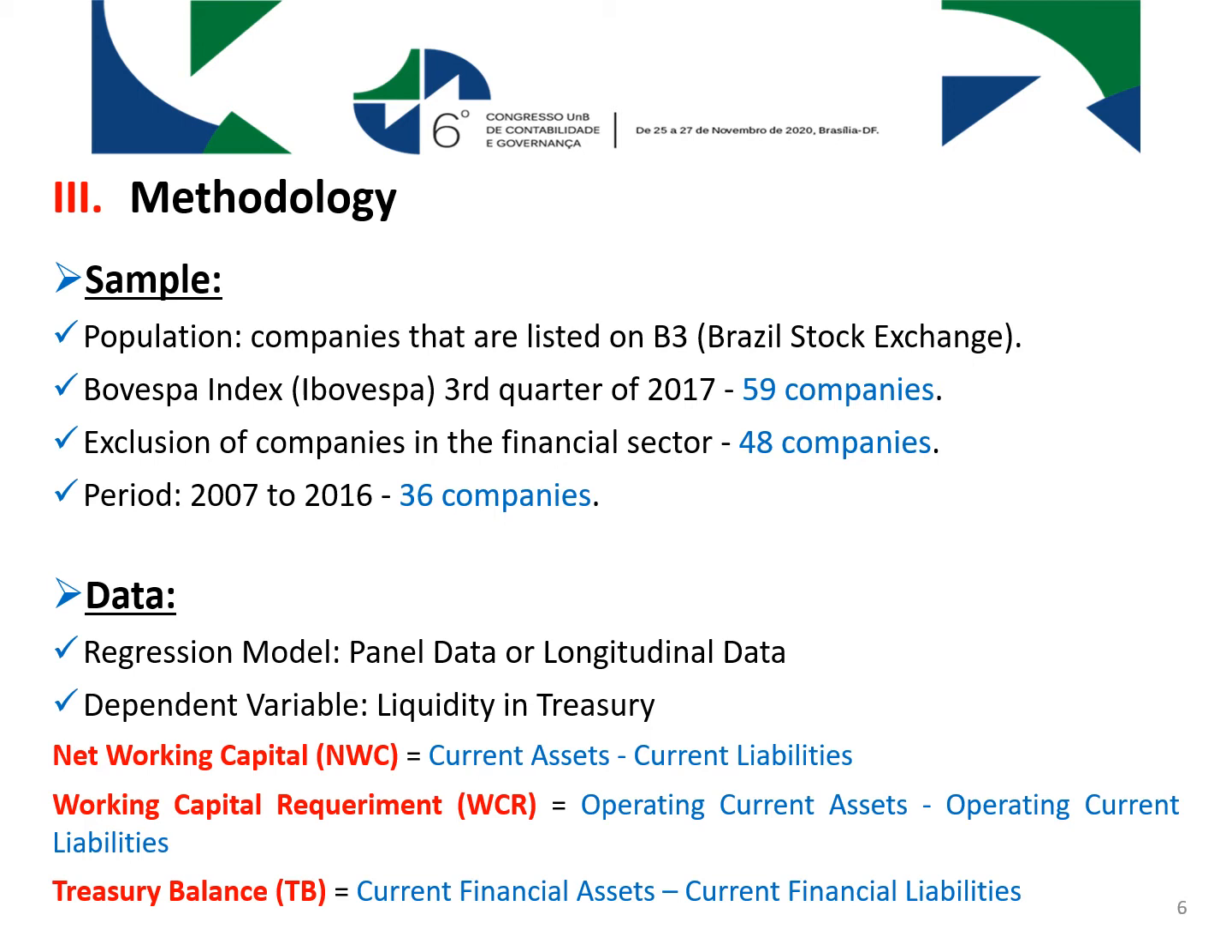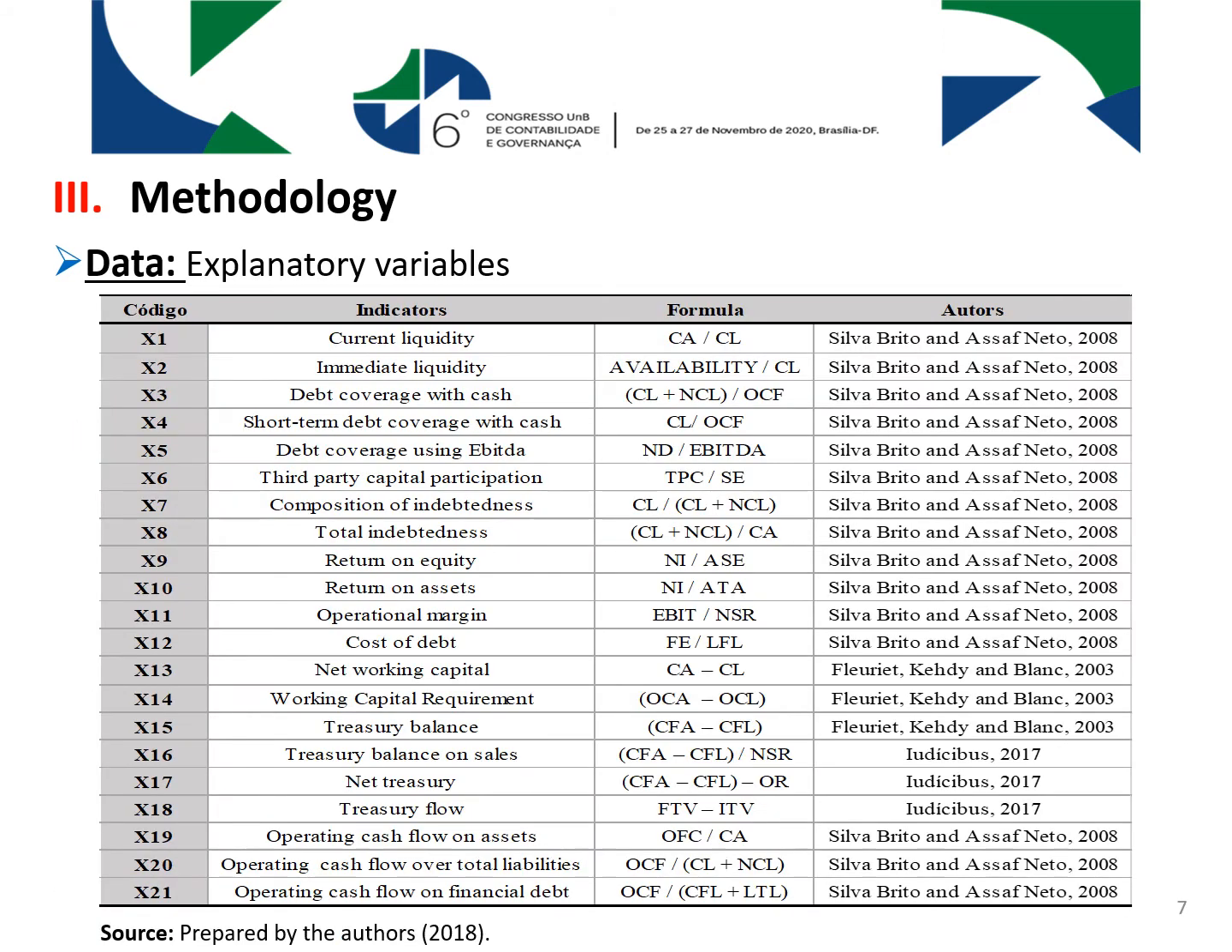The data uses a regression model, panel data or longitudinal data, and I use liquidity in the treasury as the dependent variable. Liquidity in the treasury has three types: net working capital, current assets minus current liabilities; working capital requirement, operating recurrent assets minus operating current liabilities; and treasury balance, current financial assets minus current financial liabilities. Explanatory variables: you have 21 explanatory variables covering different types of liquidity, debt coverage, debt measurement, capital structure, profitability, Fleuriet model, treasury situation, and cash flow.